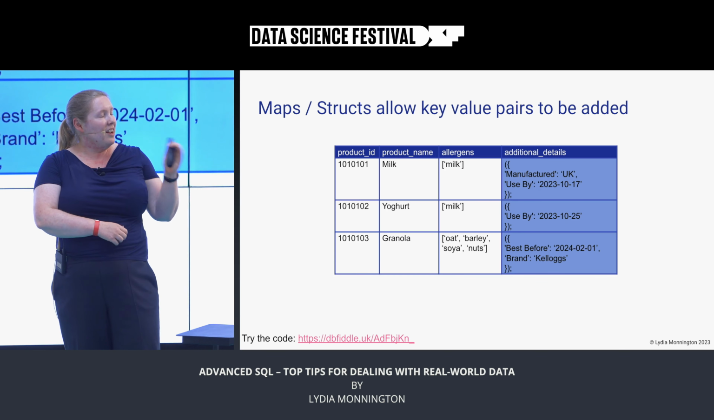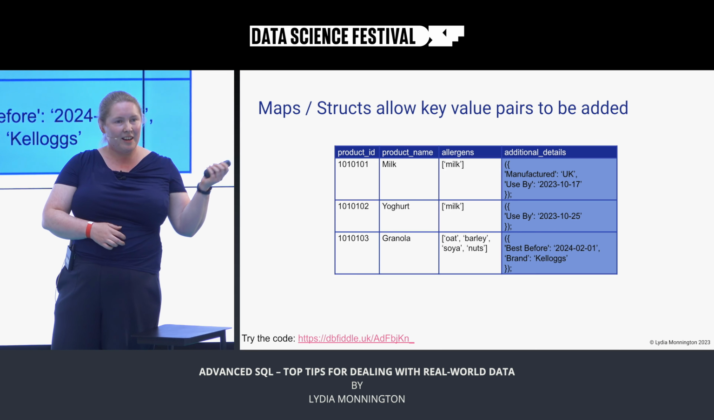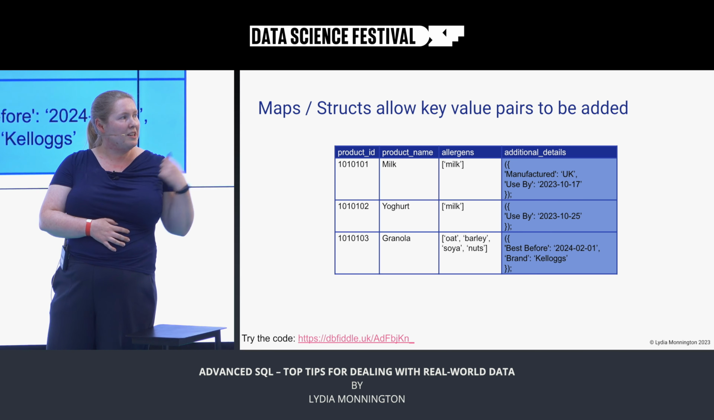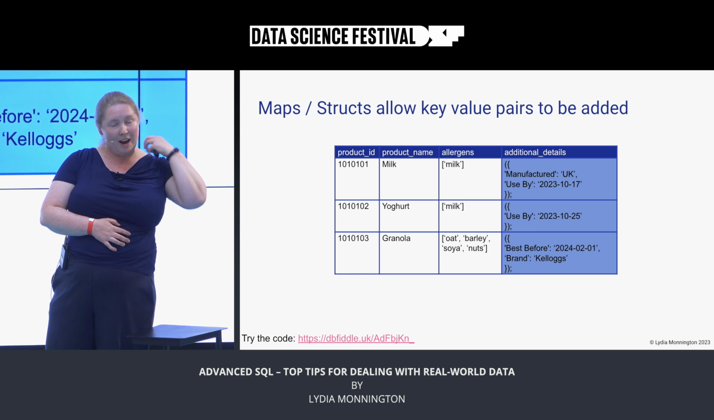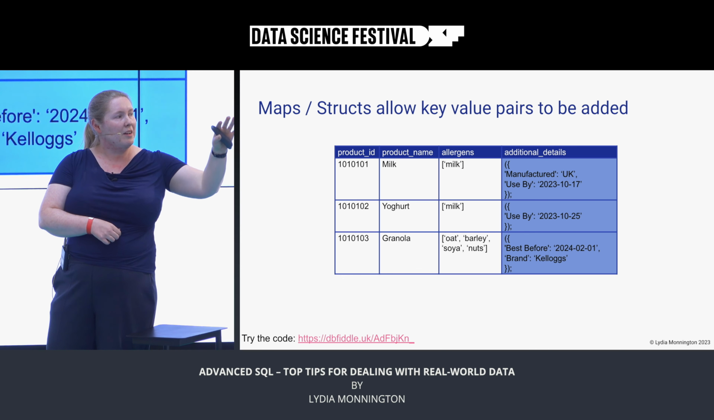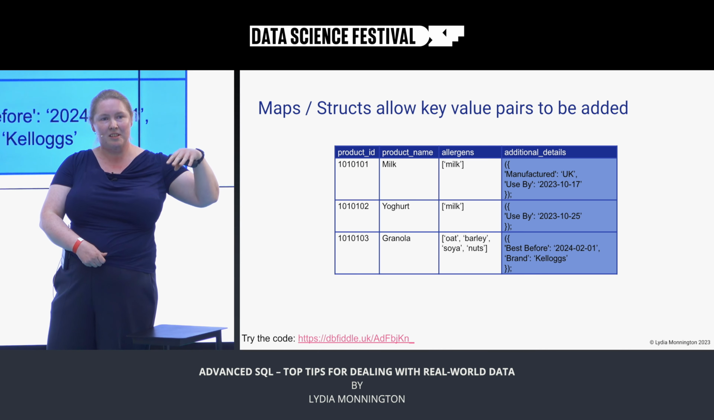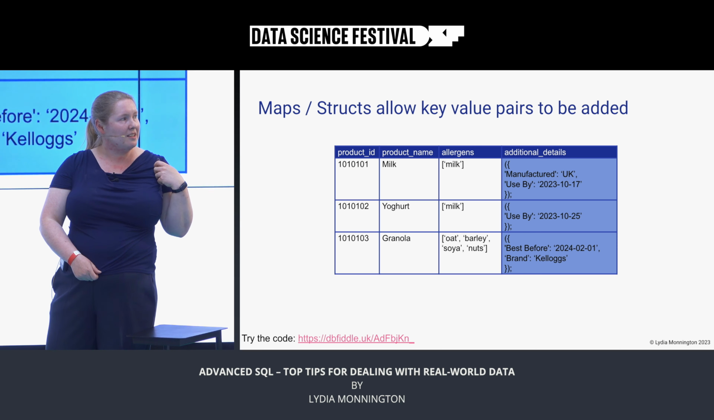And the other thing you can do is store maps and structs. So here we might want to store manufactured country, use by dates for the milk and the yogurt, best before dates for the granola, and brand for the Kellogg's. And you can see what's interesting about this is each of those fields is storing a different set of keys. And so how do you work with this data?